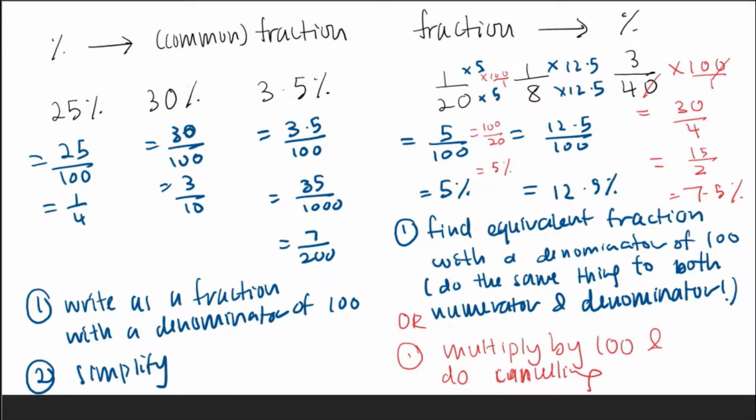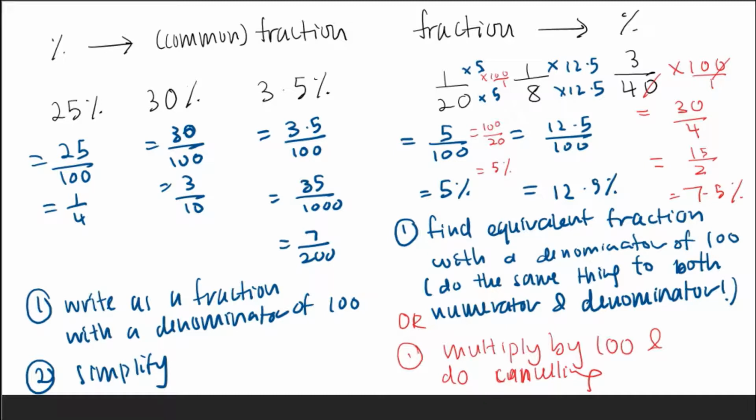Percentage to fraction. So 25%, 30%, 3.5%. 25% is 25 over 100, and you just simplify it to a common fraction, 1 over 4. Then 30 over 100 is 3 over 10. 3.5 over 100 is actually 7 over 200 when you cancel them, when you divide 35 over 1000 by 5 by 5.